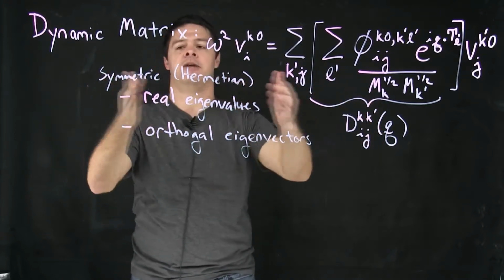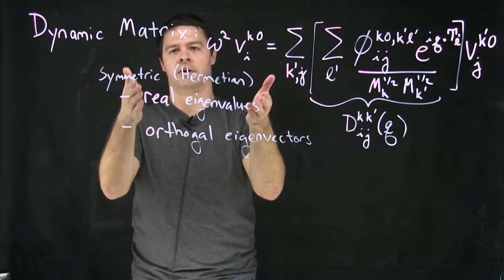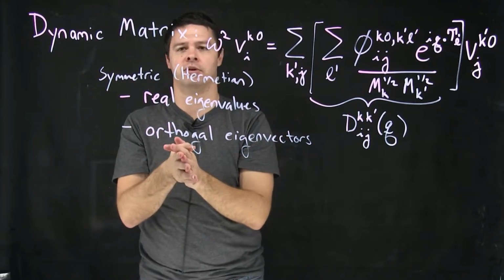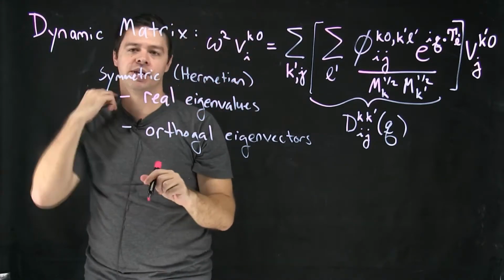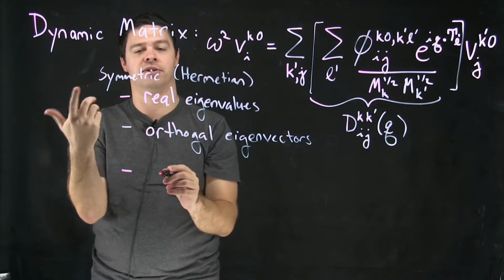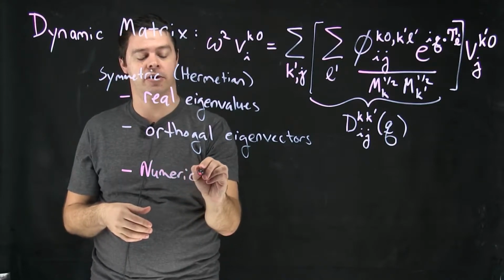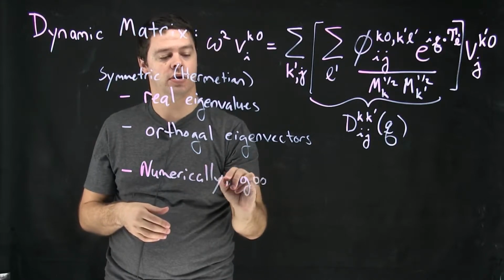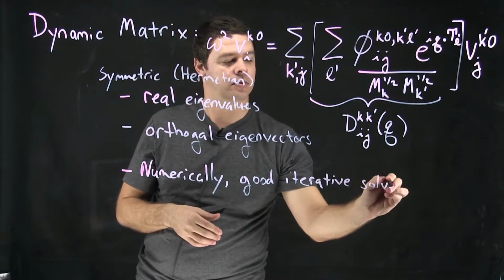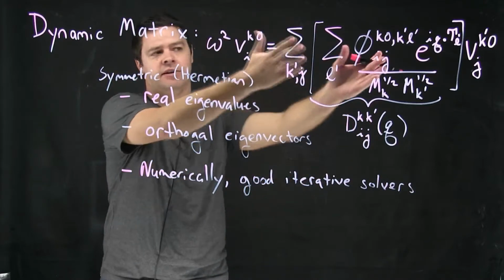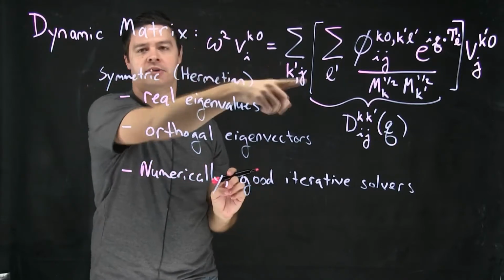The fact that this dynamic matrix is symmetric and Hermitian guarantees that those eigenvalues, or the frequencies that you come up with when you solve this, are definitely real. In fact, they're positive if you have a stable crystal structure, and the eigenvectors are also orthogonal to one another. A third thing, which is probably less appreciated, is that because it's symmetric and Hermitian, there are really awesome solvers. Numerically, there are good iterative solvers, and that means that no matter how many atoms we have per unit cell and however big this is, there are really good numerical solvers that can iteratively solve this eigenvalue problem.